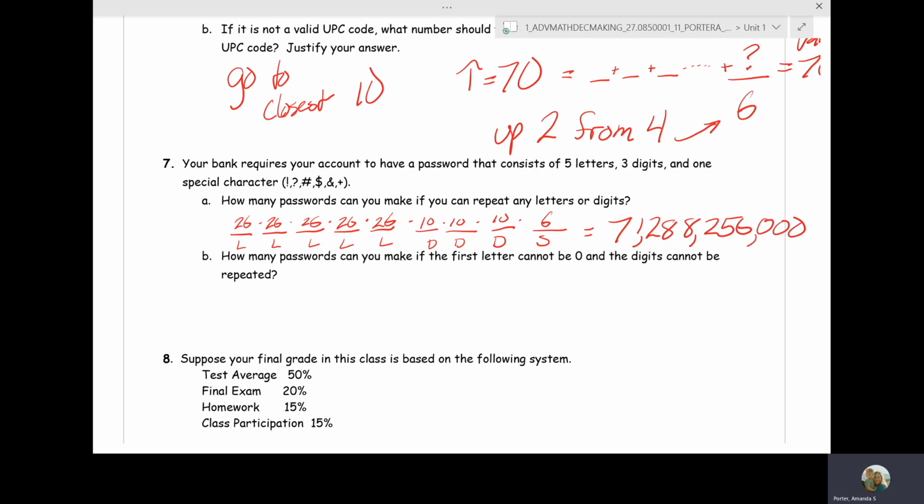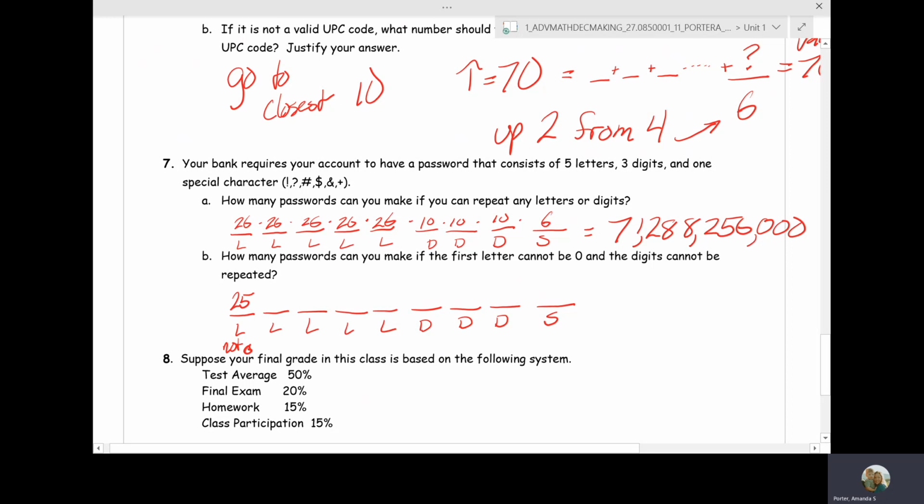Now, B part, same setup, but some things can and cannot be repeated. All right. I like to look at my limitations first. First letter can't be an O. That's not a 0, that's an O. Big confusion. So not O. So if you can't have an O the first time, you'd have 25 letters to talk about.